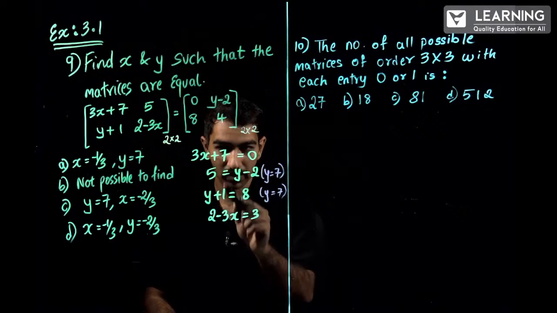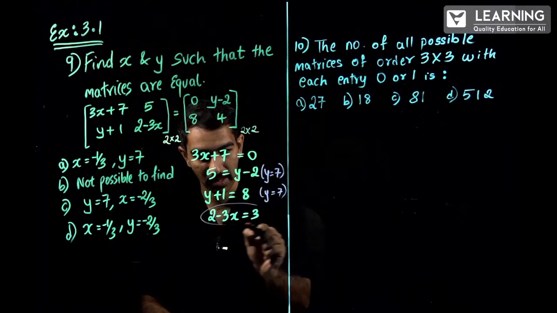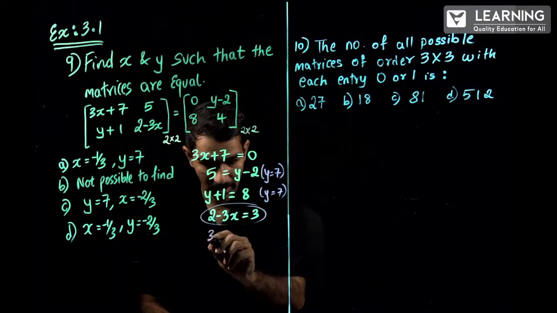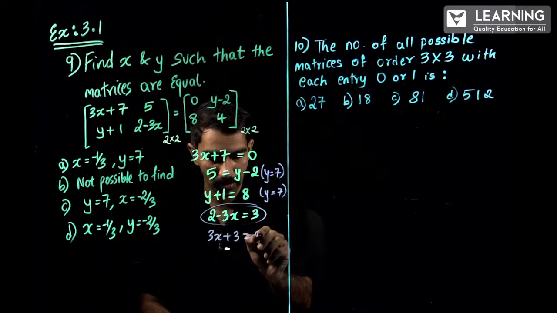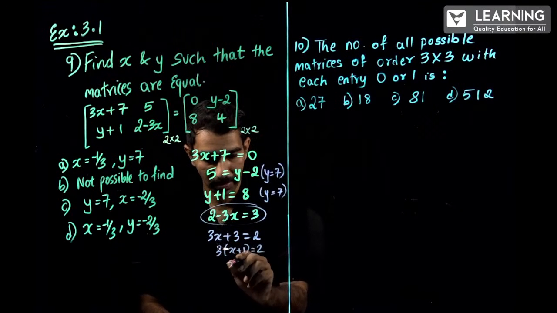Either here or here, any one is fine. Okay, first we'll start with this one. So 3x, so this will become what, students? 3x, if you send it on that side, it will become plus 3. Plus 3 is already there, which is equal to 2. Okay, so take 3 common. So it will become x plus 1 is equal to 2. So x plus 1 is equal to how much now?